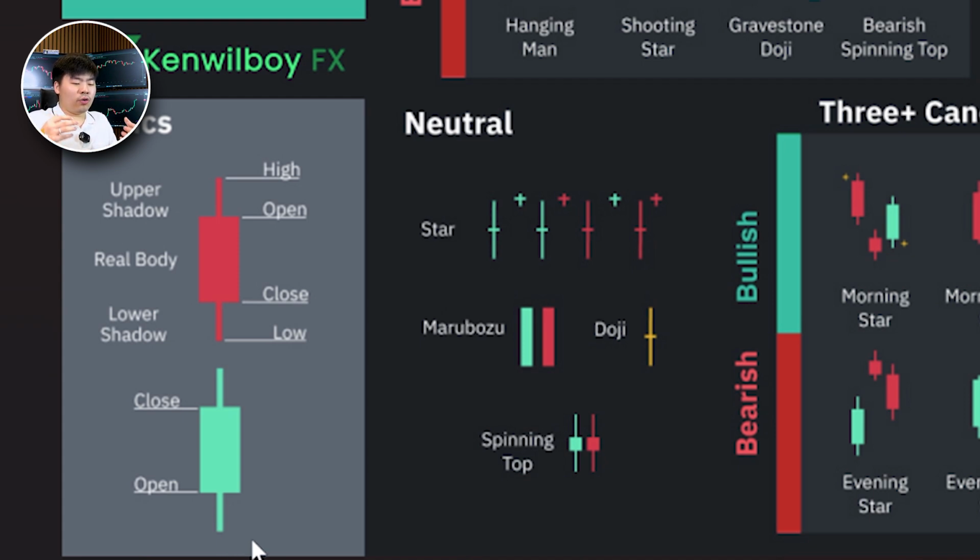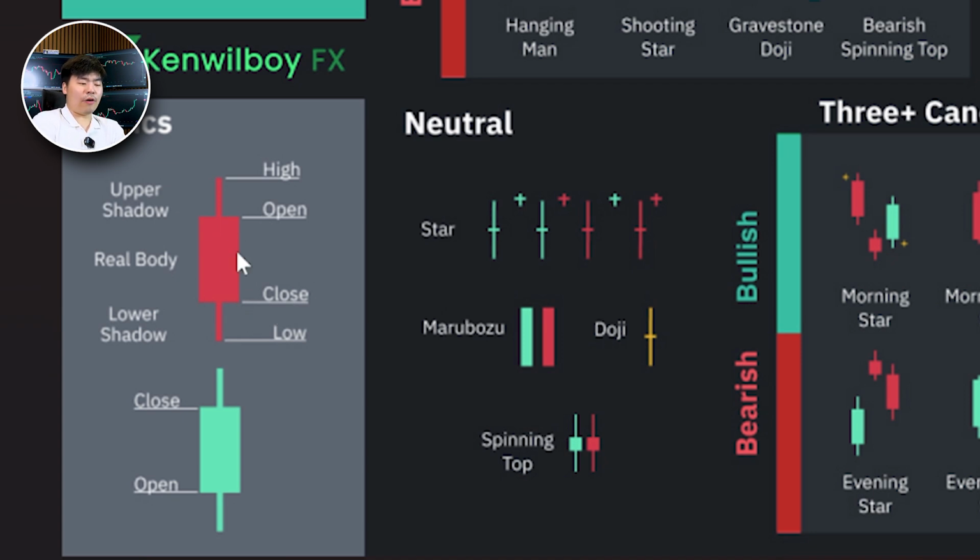Okay, so how do you read that? In a green candlestick or bullish candlestick, the bottom of the body means the opening price. So at a given period, the price starts at the bottom of the body, and the top of the body is the closing price. How about for a red candlestick or the bearish candlestick? Okay, it's the other way around. The opening price is the top of the body, and the closing price is the bottom of the body.